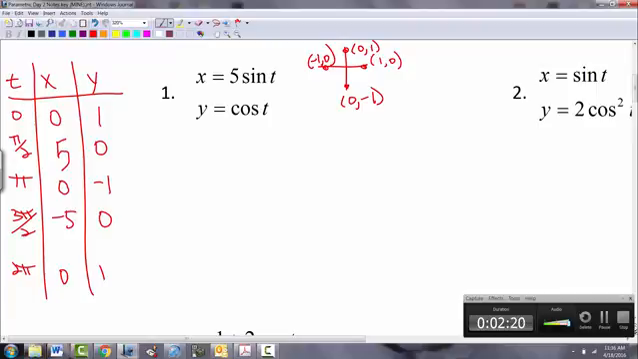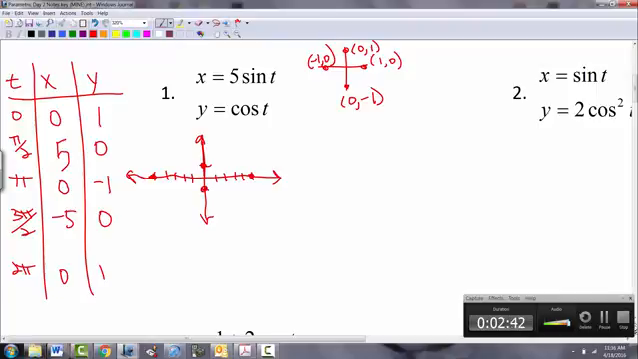If you were to take a look at this picture rectangularly, what would this be a picture of? So 0, 1, 5, an ellipse. What is that? -5.